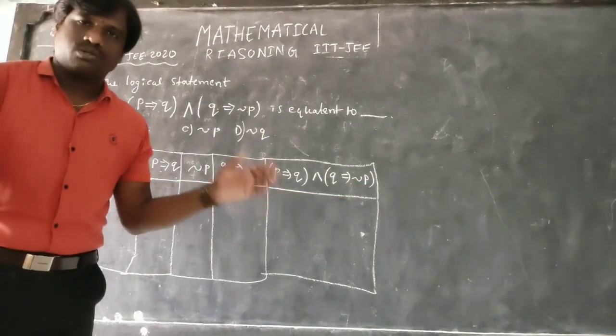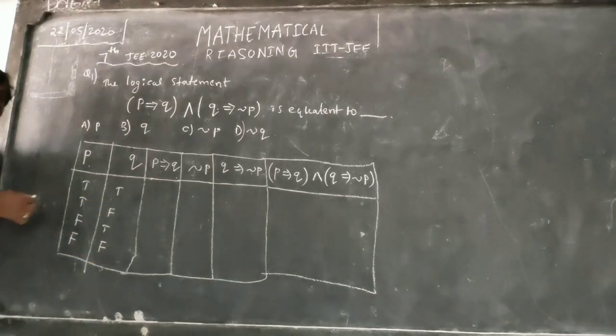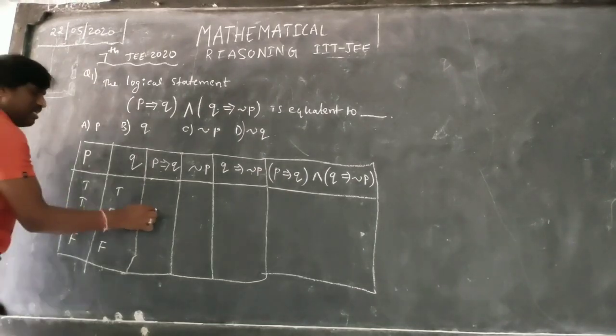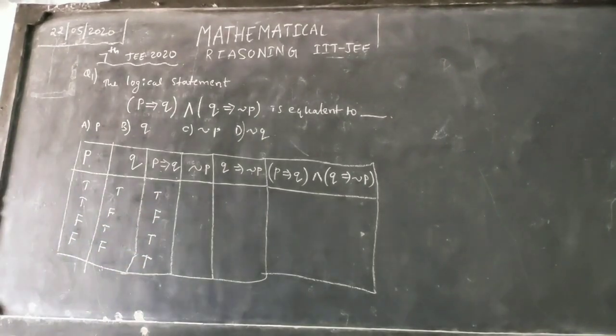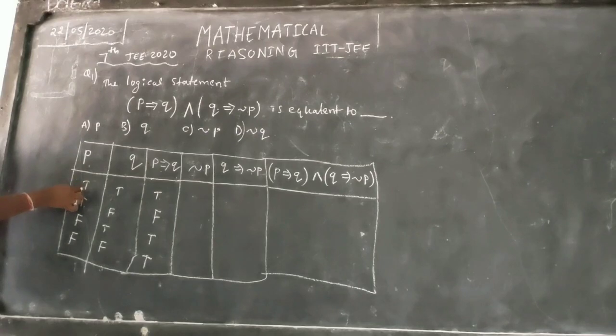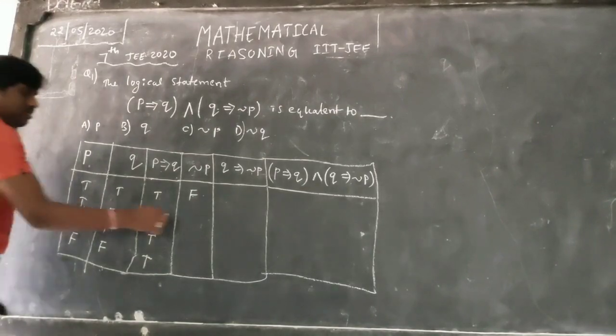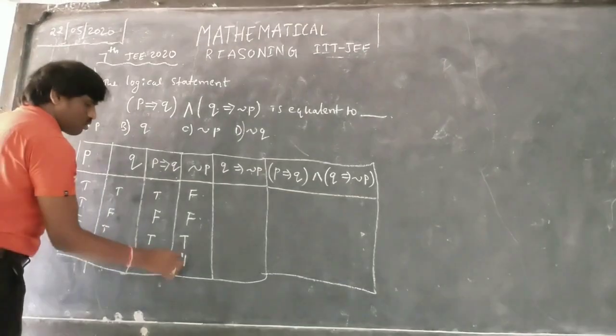Now let's do the JEE Mains 2020 question. What you have is T, T, F, F, T, F, T, F. Now implies: if I travel more than 100 kilometers per hour, I will get fined. TF is F, the remaining times it is true. Now negation P means the reverse: wherever P is true, it becomes false, and where false, it becomes true.